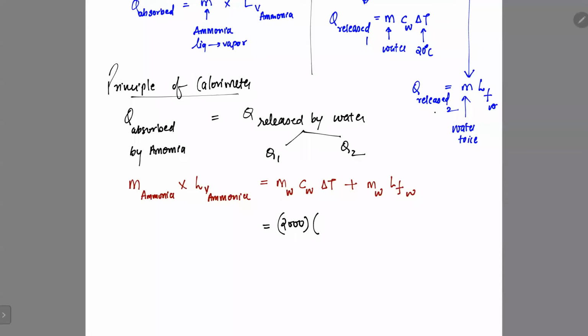1 calorie per gram per degree Celsius. What was the temperature change of water? 20 degrees Celsius.